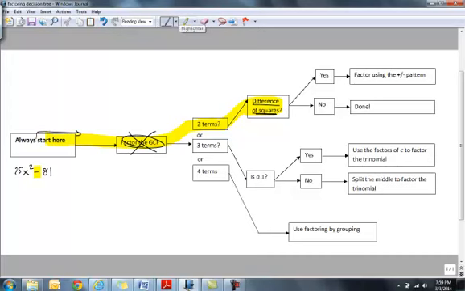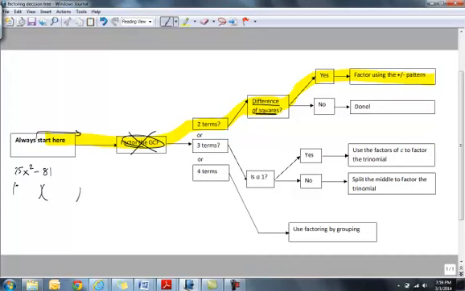Well, if you think about it, 25x squared is a perfect square, and 81 is a perfect square. So we do have the difference of squares. And so since the answer is yes, we're going to factor using the plus minus pattern. You might remember this pattern from back in section 9.2, I believe. Maybe it was 9.3. So here's how we do this. We're going to go 2 sets of parentheses. We're still unFOILing here.